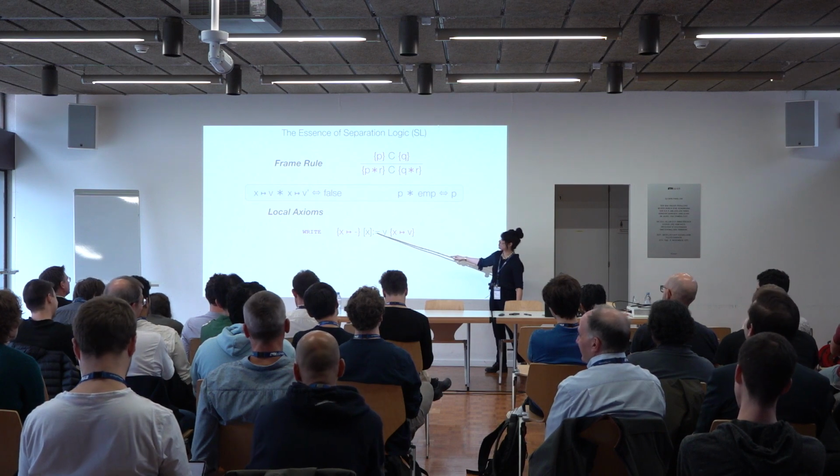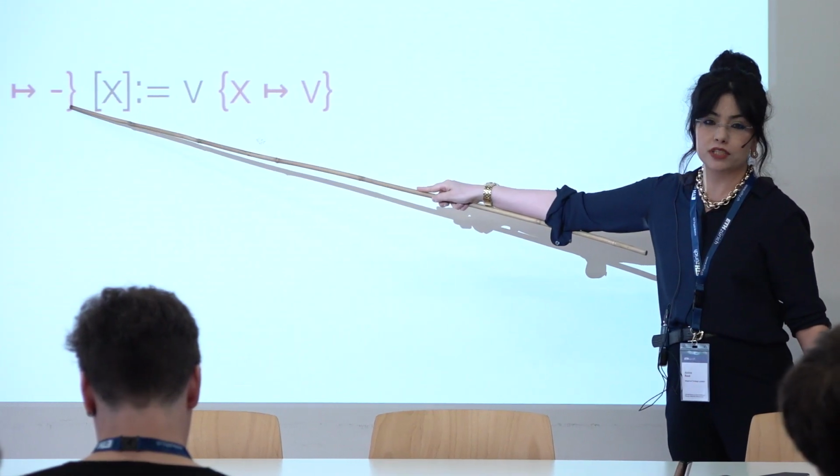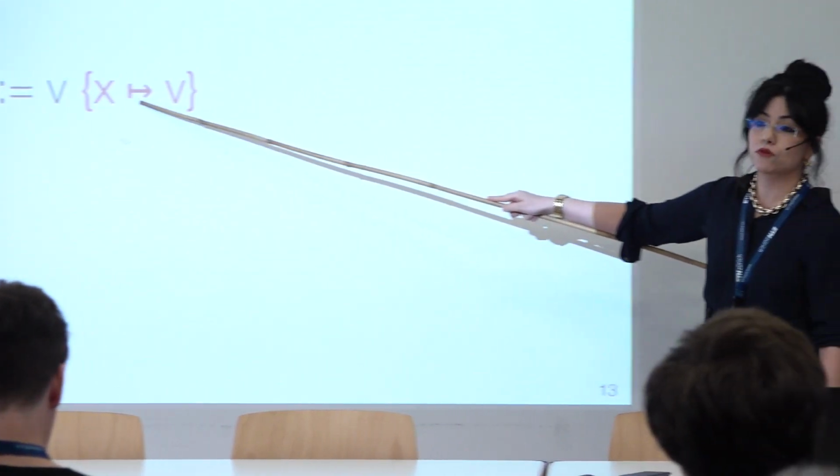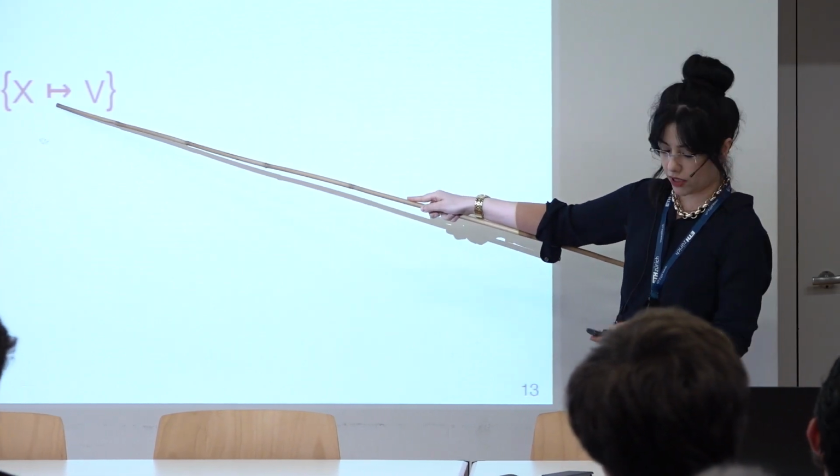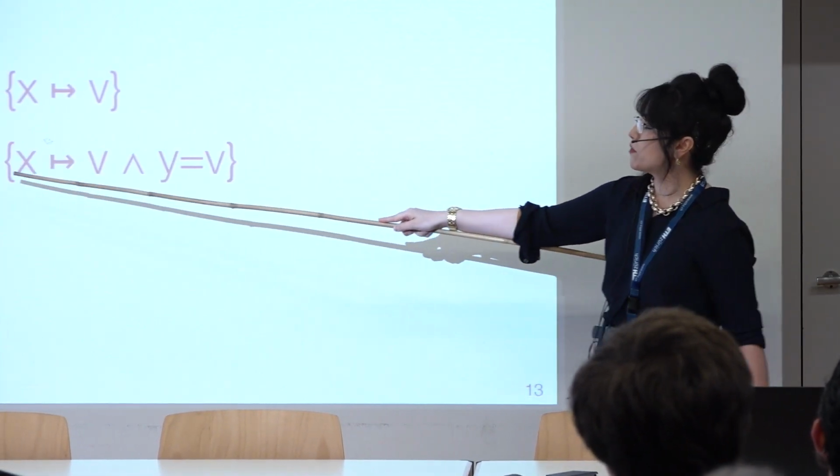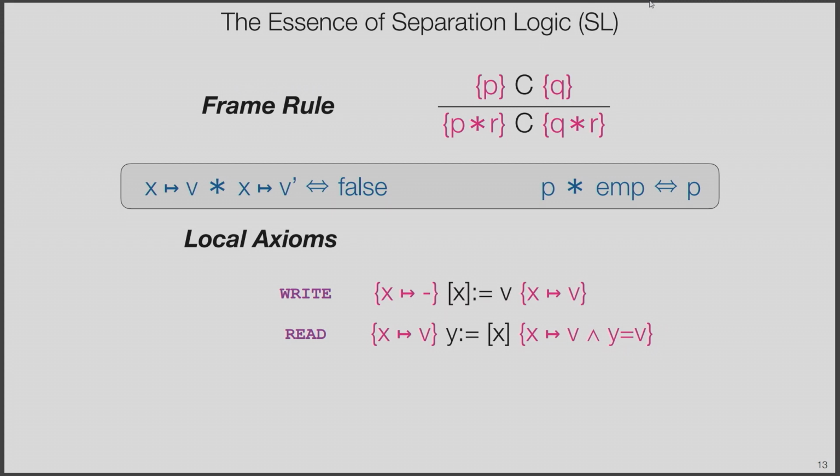so if I'm writing to heap location X and I have ownership of X beforehand, then afterwards X will hold value V. Unsurprising. Similarly, if I want to read from heap location X and initially it holds value V, I will still have X points to V afterwards and Y is V. Not surprising.